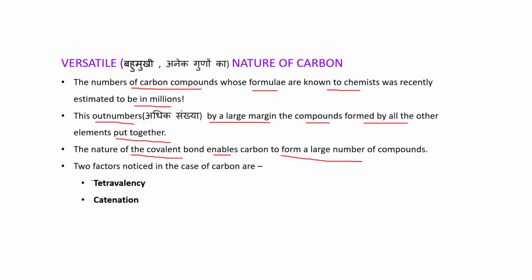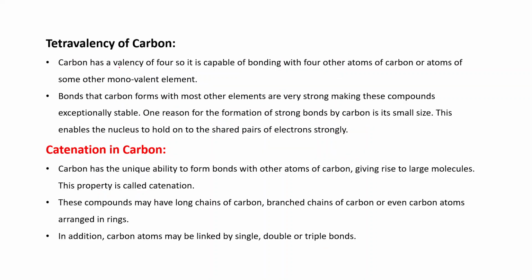and mainly these two factors are responsible for so many compounds of carbon, that is tetravalency of carbon and catenation in carbon. Now what is the meaning of this tetravalency of carbon? As we know, carbon has 4 electrons in its outermost shell. That's why it has a valency of 4. So it is capable of bonding with 4 other atoms of carbon or atoms of some other monovalent element.